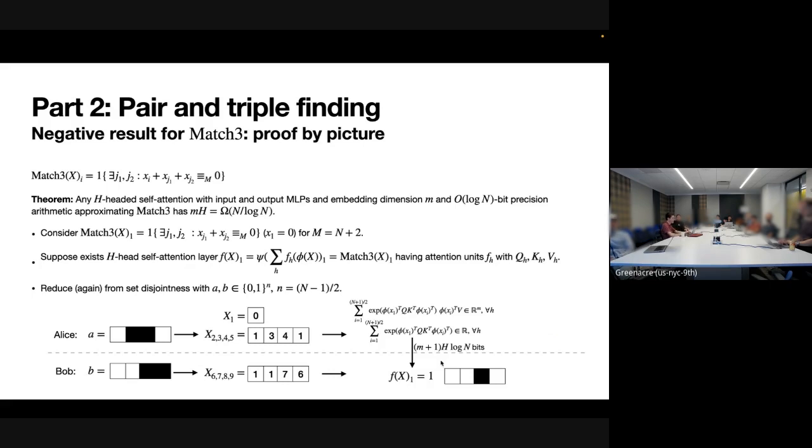And the key thing here is that Alice's half computation will only send roughly m times h bits. So if m times h is less than n, then you're going to again derive a contradiction, and they'll be able to solve the problem using this approach.